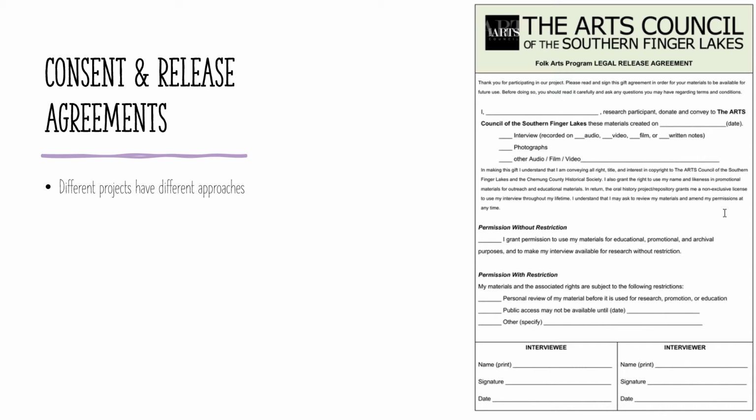Different research projects have different approaches to handling data and the identities of participants. For this community documentation project, the Arts Council created a release form for gathering interviews and videos to be used in our documentary projects, as well as to be archived at the Chemung County Historical Society. Given the purpose of our projects, preserving the identity of the participants is a goal, and we ask for the right to use people's names and likenesses in the materials.